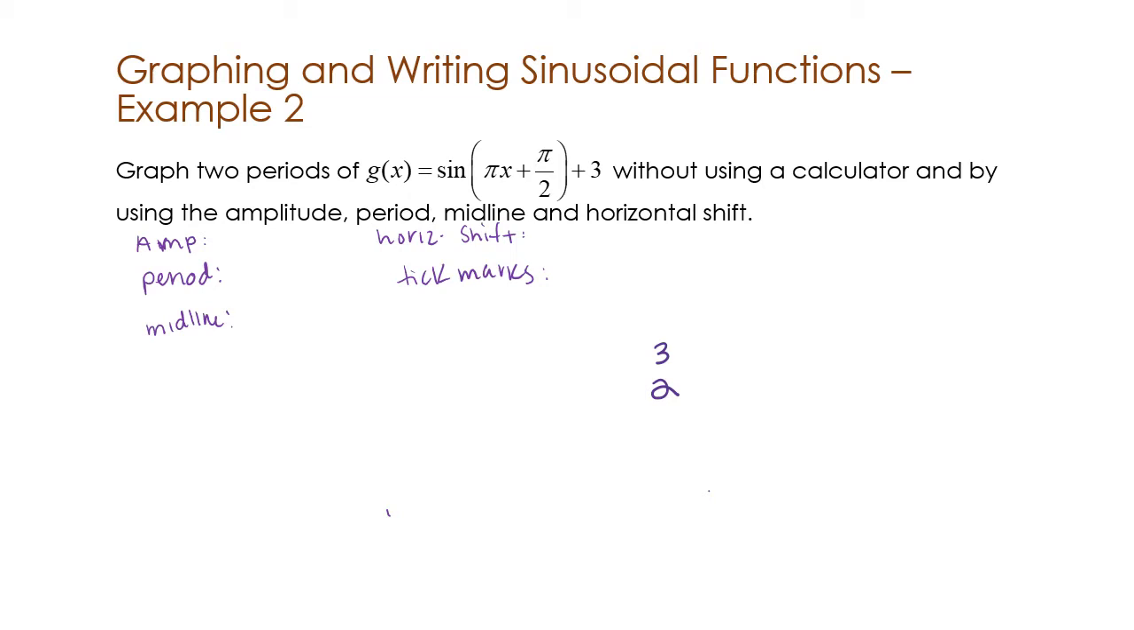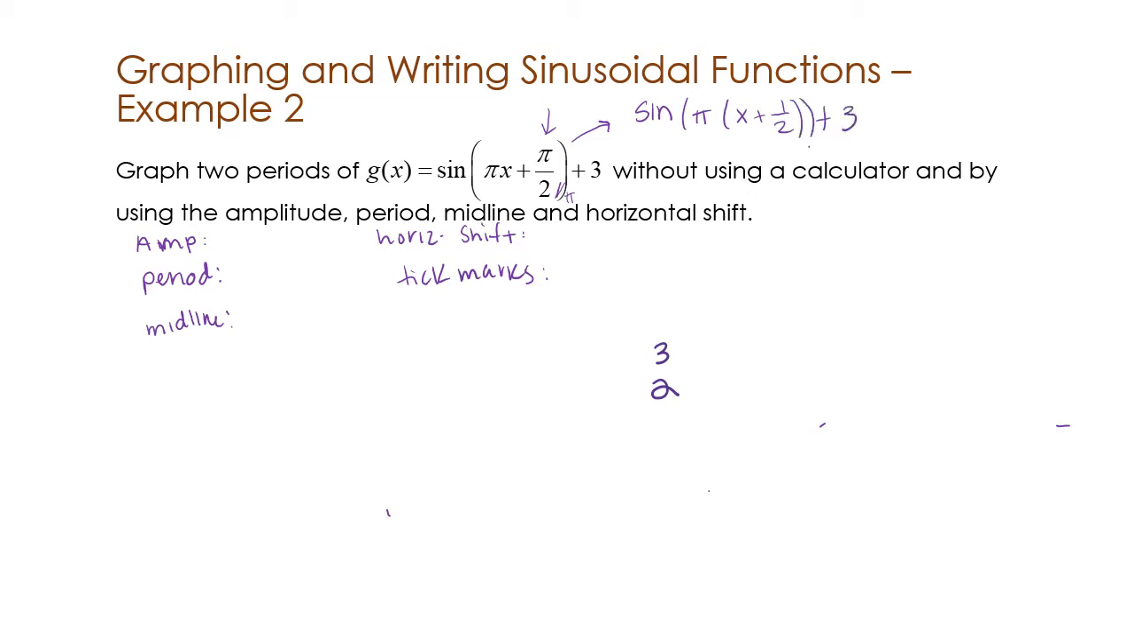Okay, so first things first, we can see that our phase shift would be negative pi over 2, because remember it's always the opposite. So if this is a positive, this would be a negative pi over 2. But the phase shift is not our horizontal shift. So let's factor this out. This is going to be the sine of pi times x. So I'm taking a pi out. Take pi over 2, divide it by pi, and you're going to be left with 1/2.